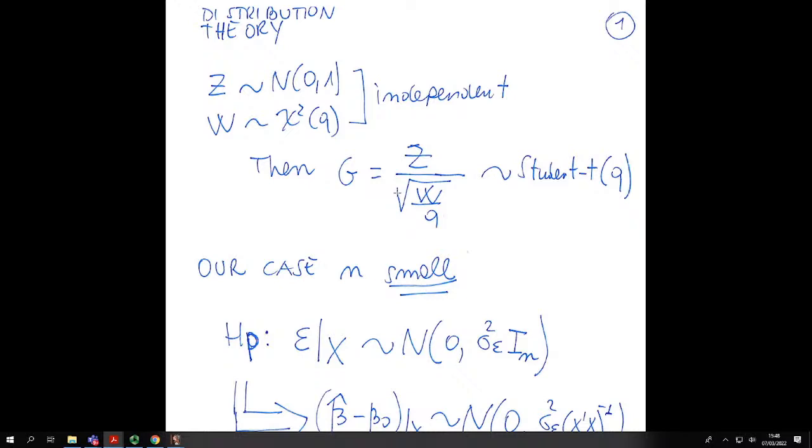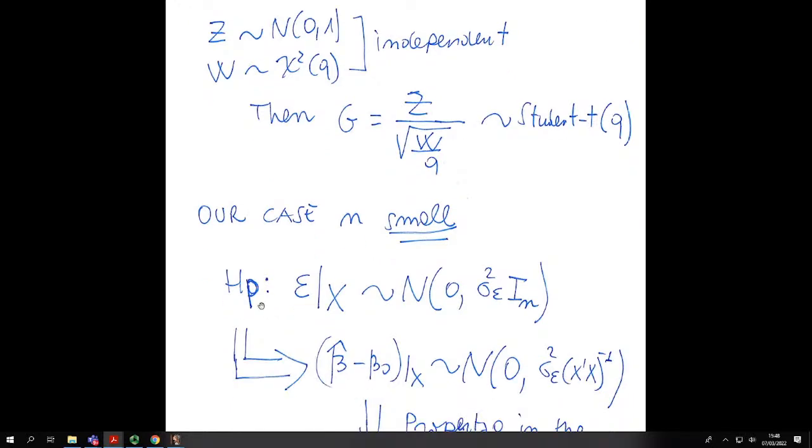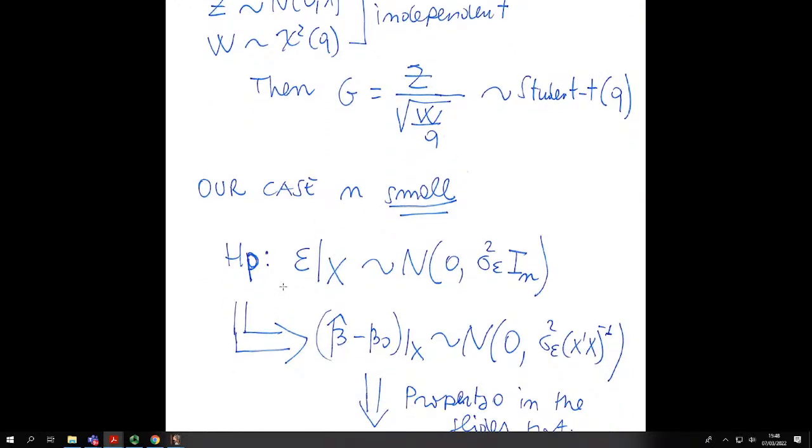Given that, we'll see when we come back to the slides. Any question, guys? Is it okay? Are you following me? Now, we'll see that when n is small, think about our 20 regions example, if you want to make tests, we need the following assumption. We need a hypothesis about the distribution of the error term of the model.